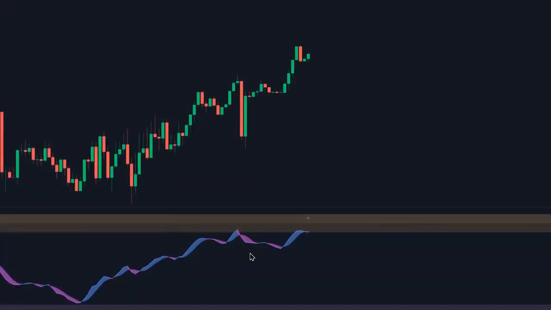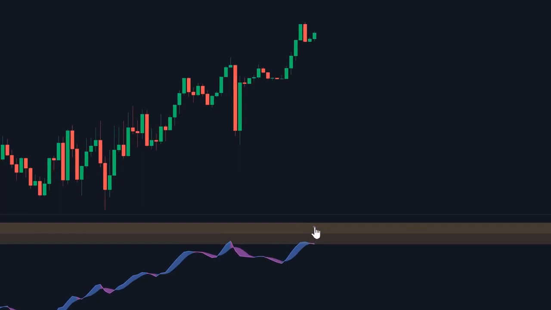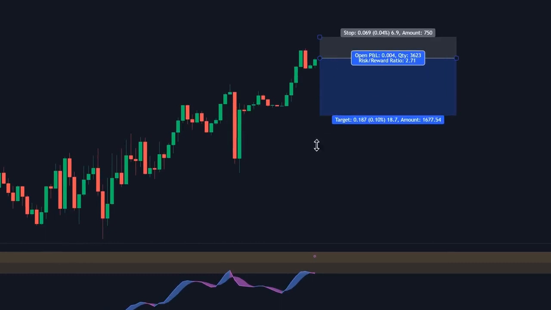Then for a short position, it's going to be the opposite. So you would wait for the WaveTrend Oscillator to go into the upper horizontal level and a purple circle to be printed. This indicates a potential overbought market and a higher probability that the market might reverse to the downside. Because of this, we could enter a short position.